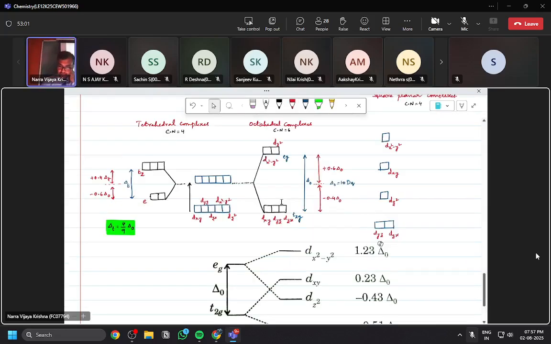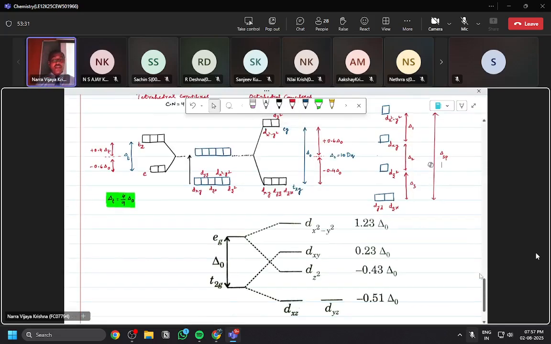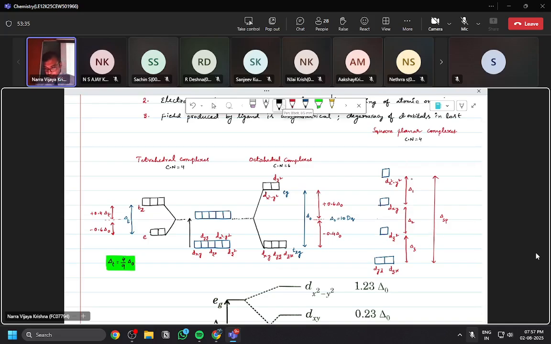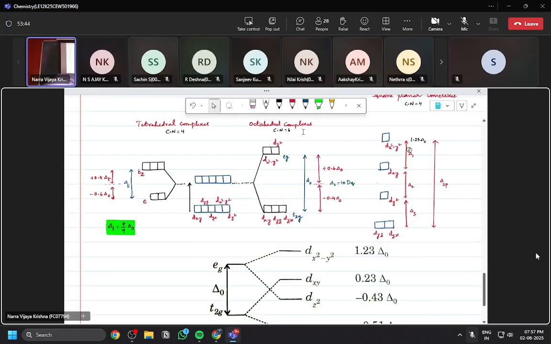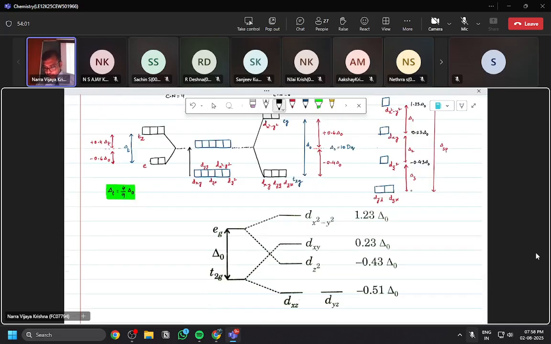Now, the energy gaps. Let me call this energy gap delta 1, this delta 2, this delta 3. Delta 1 plus delta 2 plus delta 3 value, can I write as delta SP? Correct or not? What is the energy of this? Approximately, they gave 1.23 times delta naught. What about this? 0.23 delta naught. This one minus 0.43 delta naught. This one minus 0.51 delta naught.